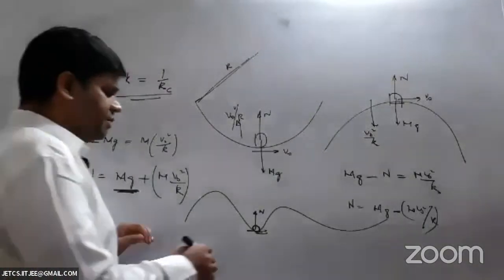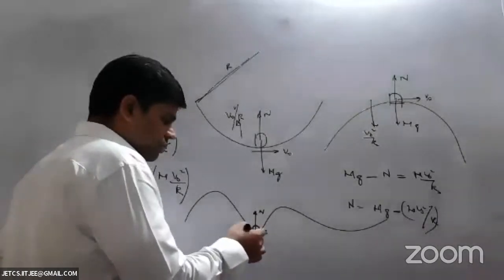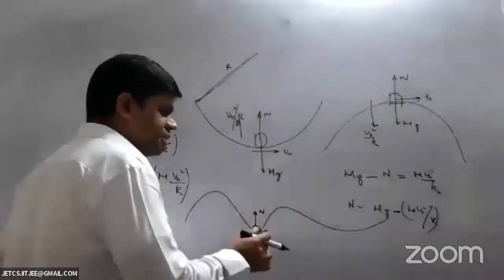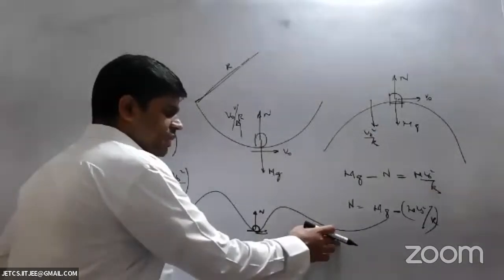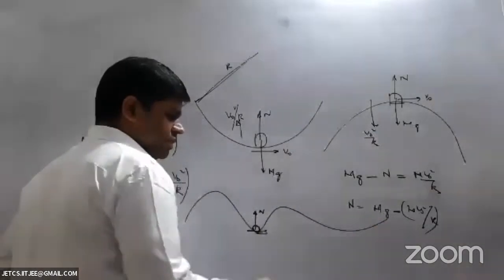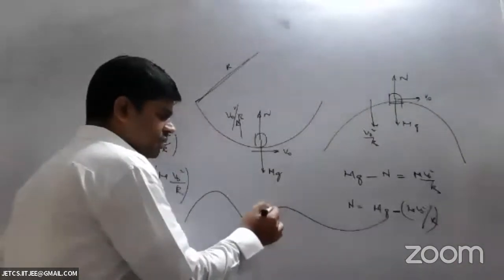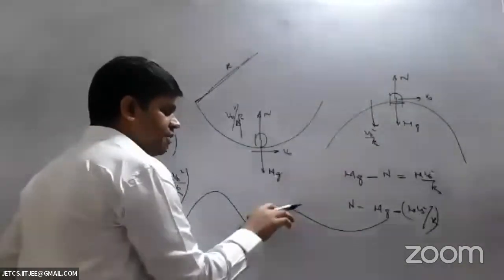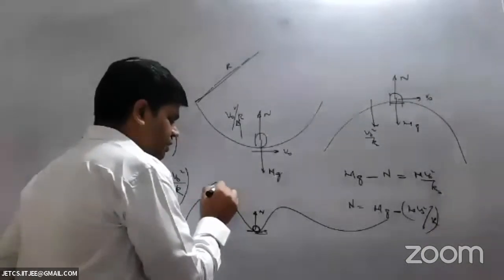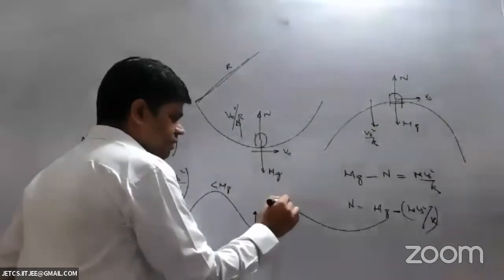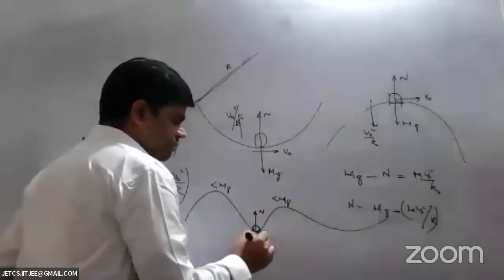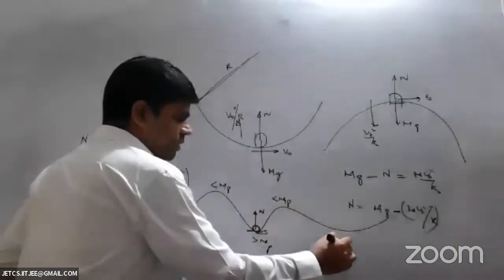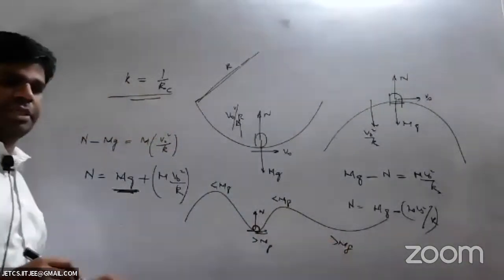Here the radius of curvature is least, so curvature is maximum. Radius of curvature over here is maximum, curvature is least. Here it's a downward curve. So normal reaction on the downward curve is lesser than mg. So here less than mg, less than mg, greater than mg, greater than mg. Now think about B, C, and D.